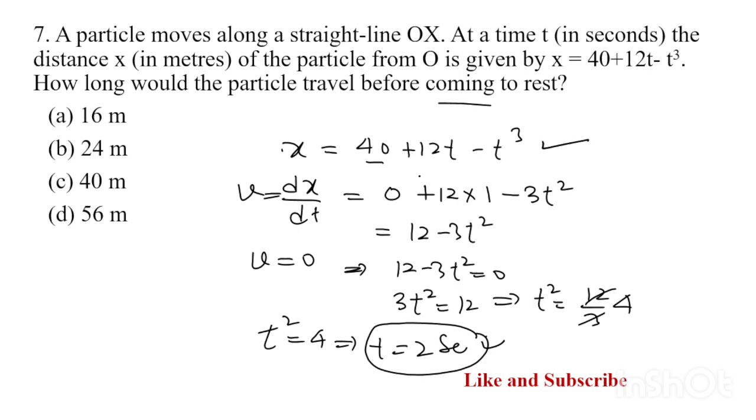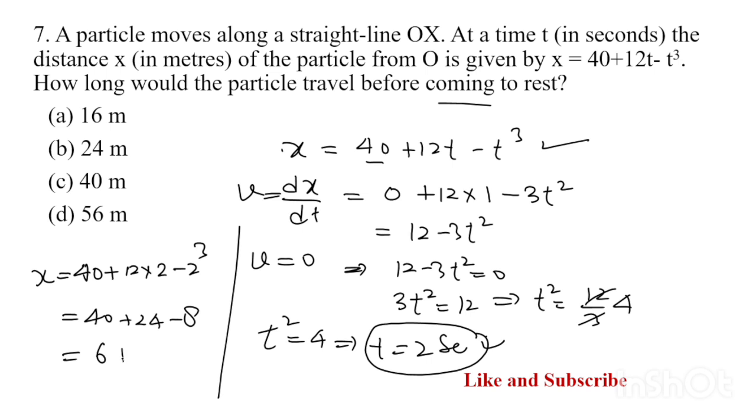Now put the value of t in the first equation, x equal to 40 plus 12 into 2 minus 2 cube. Now put the value of t in equation first. So we get 40 plus 12 into 2 minus 2 cube. The value will be 40 plus 24 minus 8, so 64 minus 8, and 64 minus 8 is 56 meter. So the particle covered a distance of 56 meter before coming to rest.